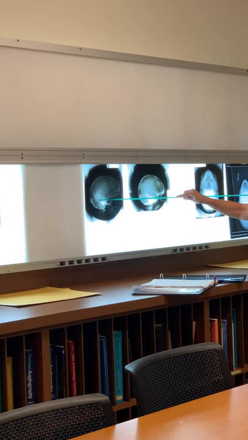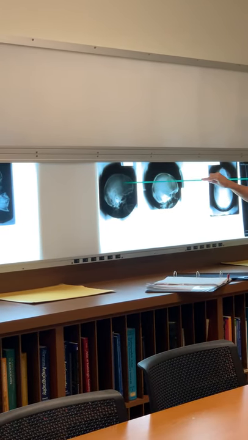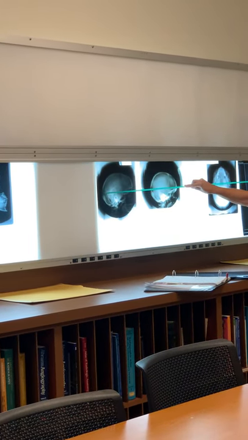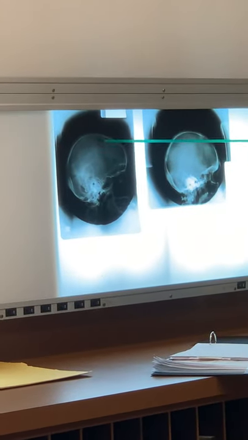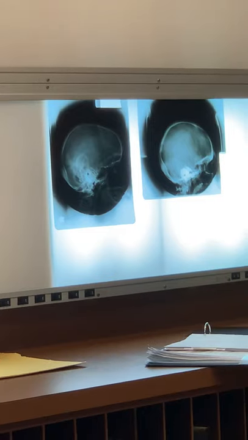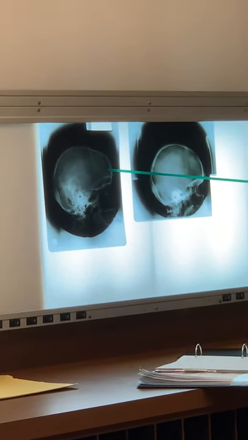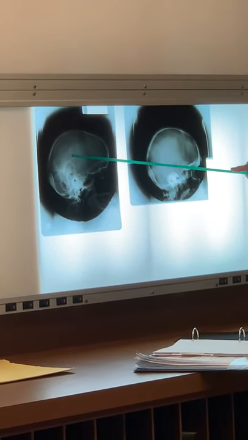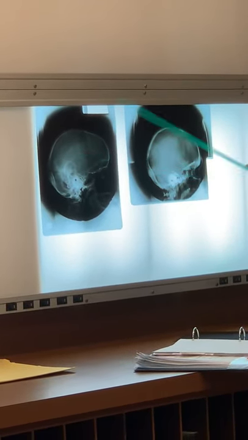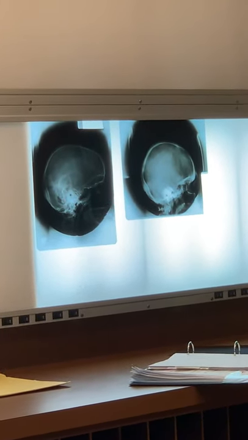See mastoid air cells. You can see the coronal suture here. Kind of see lambdoidal back in here. So everything anterior to the coronal suture is what bone? Frontal. Good, frontal bone. Anything posterior to the coronal suture is what? Parietal. Good, parietal. Anything posterior to the lambdoidal is what? Occipital. There you go. Good.